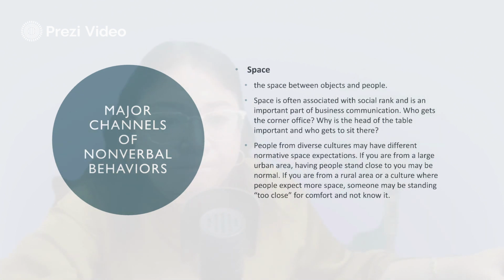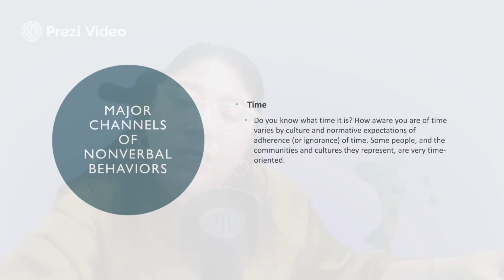Okay. The next one is time. Do you know what time is it? How aware you are of time varies by culture and normative expectations of adherence or ignorance of time. Some people, and the communities and cultures they represent, are very time oriented.